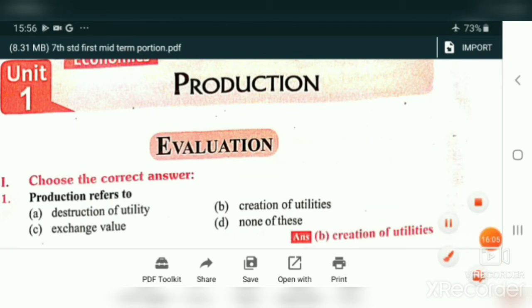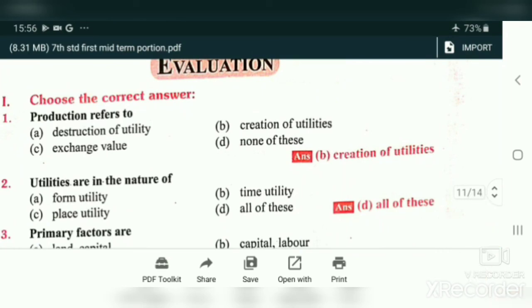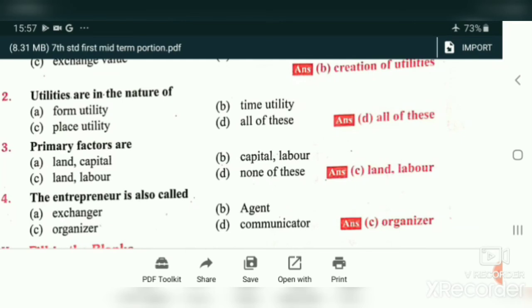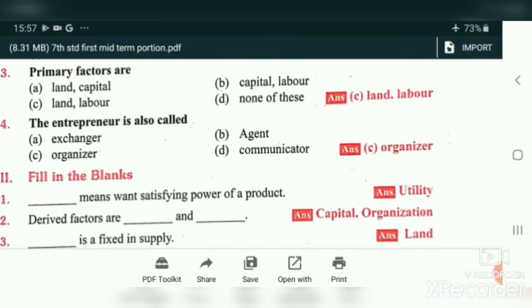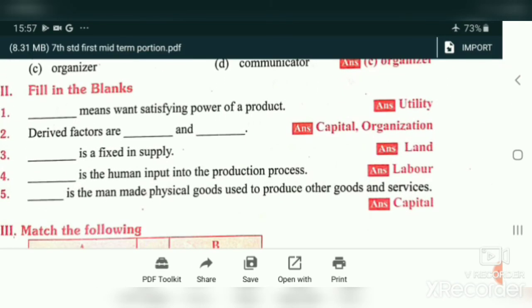Then economics, production. Production refers to creation of utility. Utilities are in the nature of form utility, time utility, place utility. So answer is all of these. Primary factors are land and labor. The entrepreneur is also called organizer. Then come the fill in the blanks. Utility means the want satisfying power of a product. Derived factors, capital and organization. Land is fixed in supply. Labor is the human input into the production process. Capital is man-made physical goods.